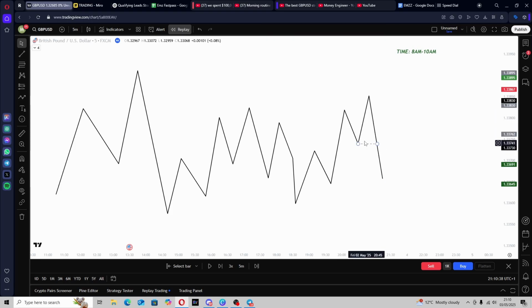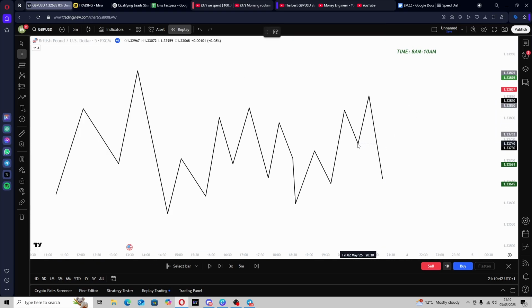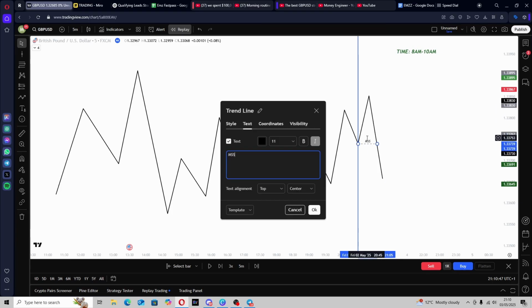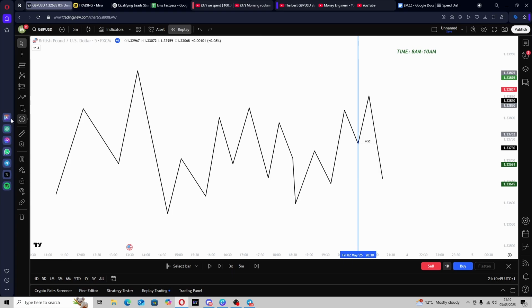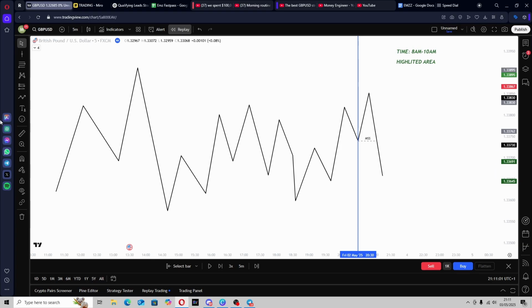This is where 8 a.m. is. So let me just mark this out with a vertical line. Let's say this is 8 a.m., and this came down and gave us a very good market structure shift right here. As soon as this happens, you need to wait for price to give you the highlighted area, which you need to wait for before entering.